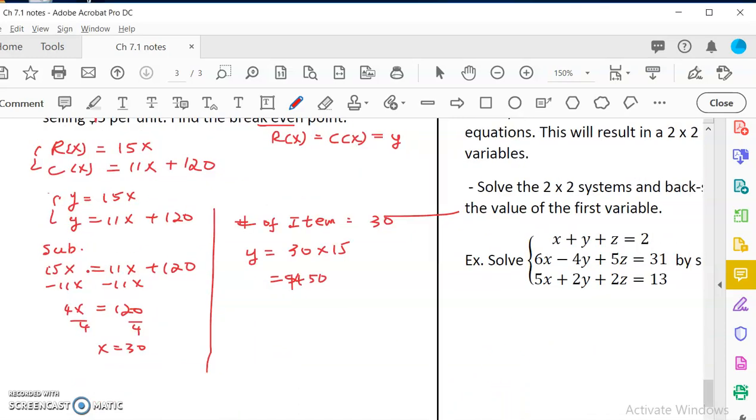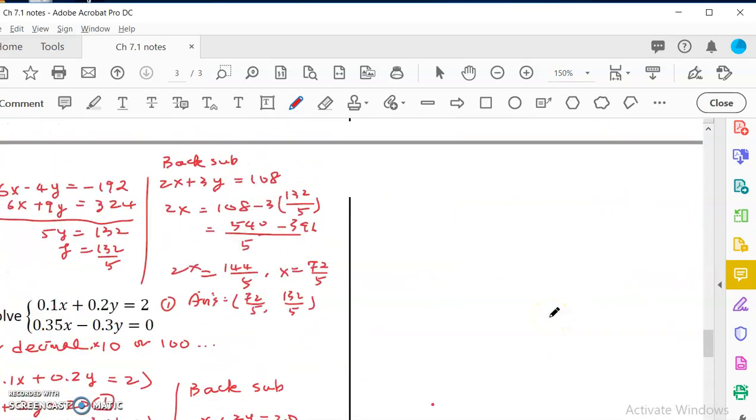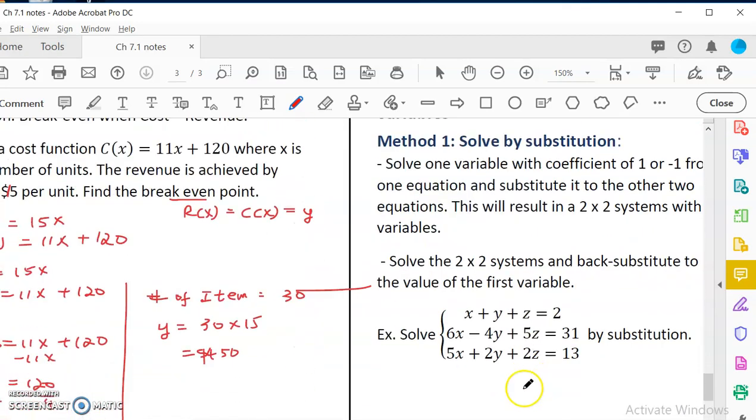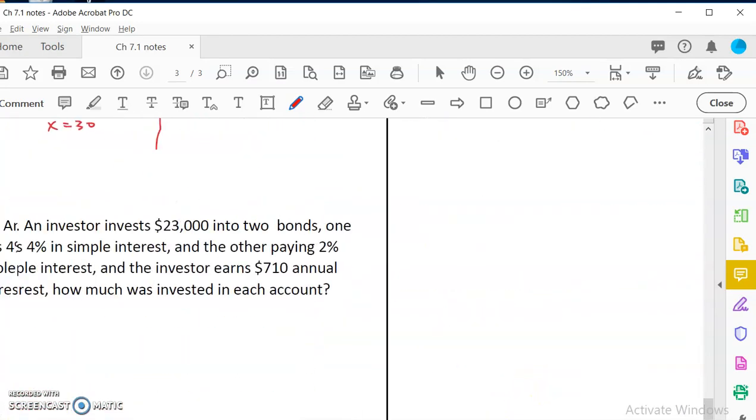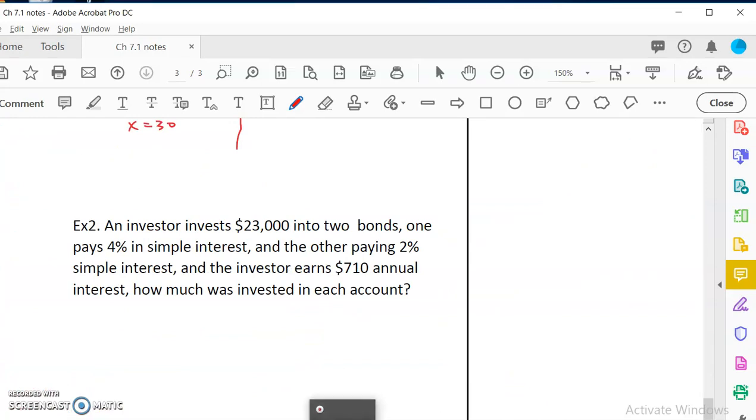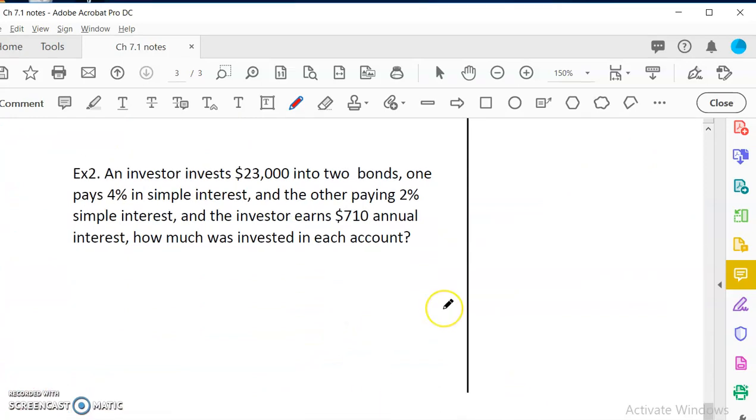So let's do the second word problem. The second word problem is about investment. So this says an investor invests $23,000 into 2 bonds. One pays 4% in simple interest. In simple interest, it's not compounding, so you would just get that particular interest rate for a period of time.